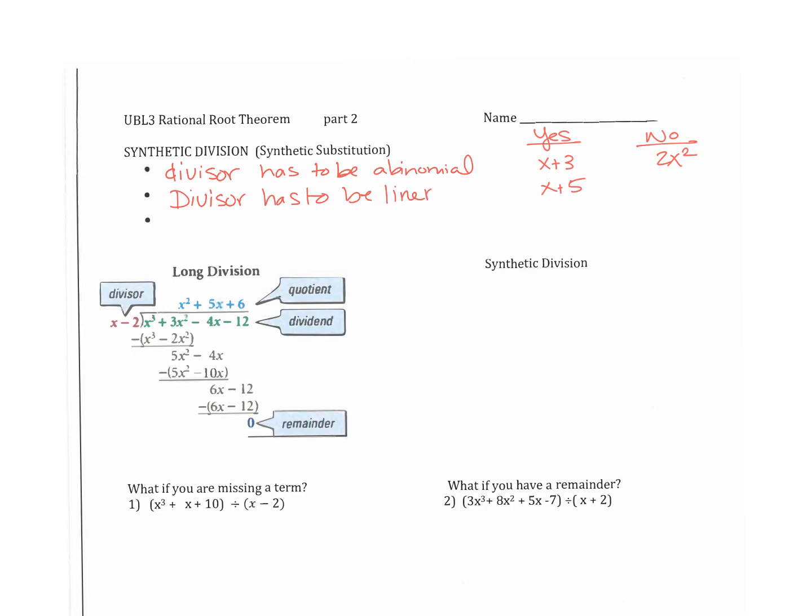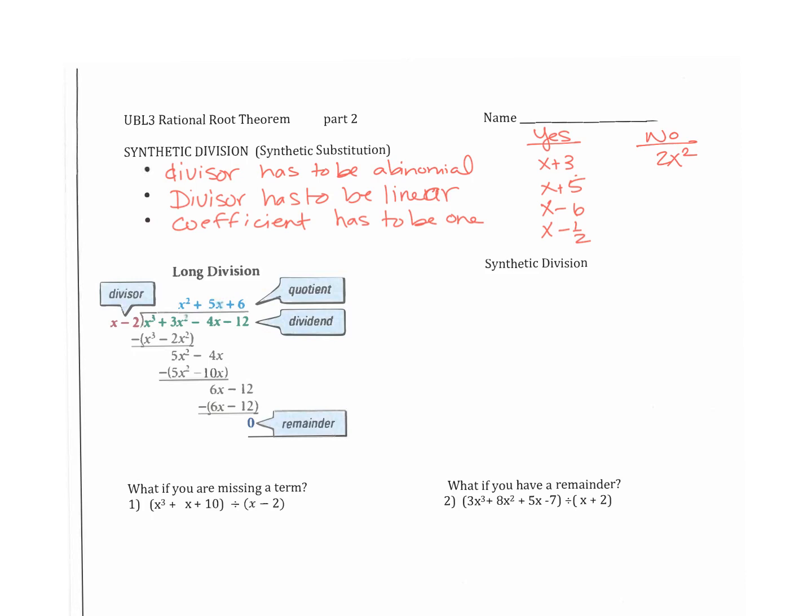And one last item is the coefficient on my x term has to be 1. So let's look at my yeses again. Notice both of these are linear. They're both x to the first. And notice that the coefficient on x is 1 on both of them. So is x minus 6. So is something like x minus 1/2, for instance.